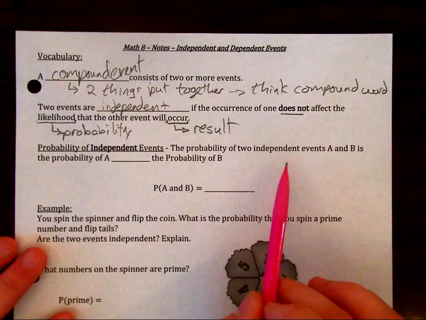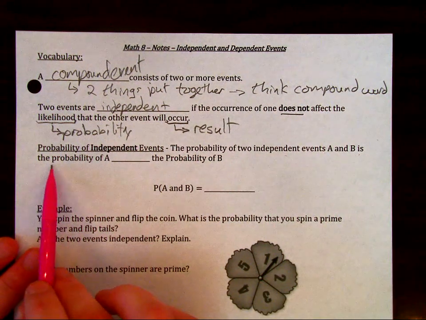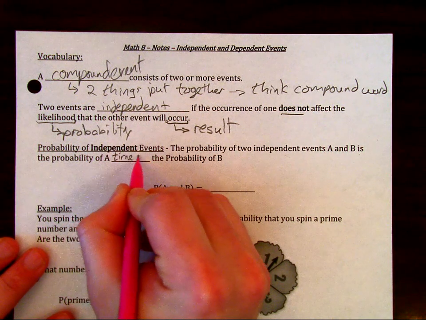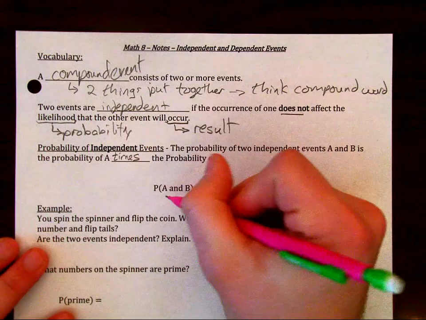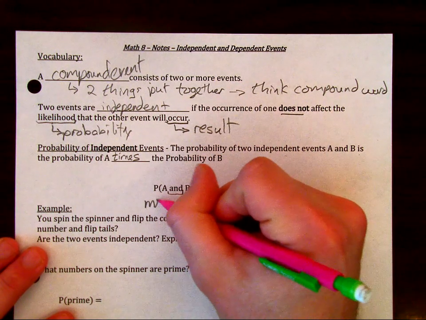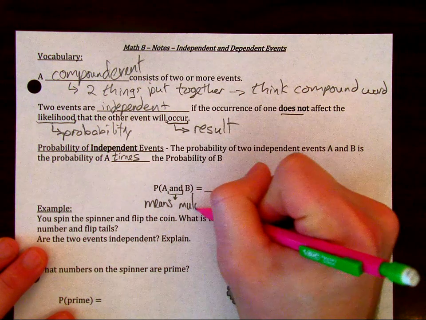So now, it says probability for independent events. Well, then it says if A and B are independent events, the probability of A and B is the probability of A times the probability of B. You'd have that "and." We're going to say that means multiply. So "and" means multiply.